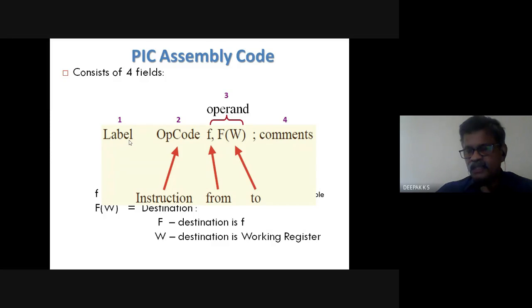So it is how you write instruction for the PIC microcontroller. So you have an instruction in which it would be mnemonic based. So that mnemonic, that instruction, would be called the opcode, operation code, and there would be operand. So there could be two operands. So from somewhere to somewhere, and in addition a semicolon and comment, and the first one is a label.